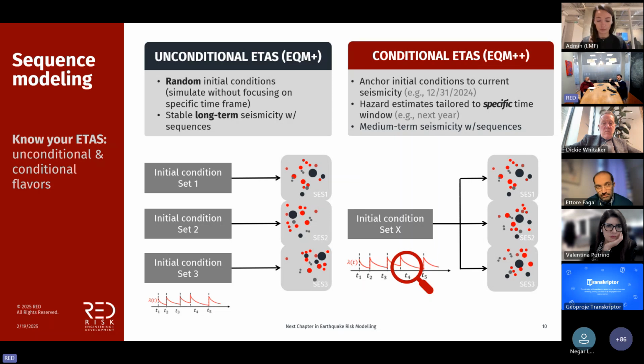Therefore, the many thousands of next year seismicity that you can generate look a little bit more similar than how they would look on the left, because on the left, you were starting from maybe elevated seismicity versus a calm period. Now you have a set of initial conditions, and there's a lesser variability in the event sets that we would generate.